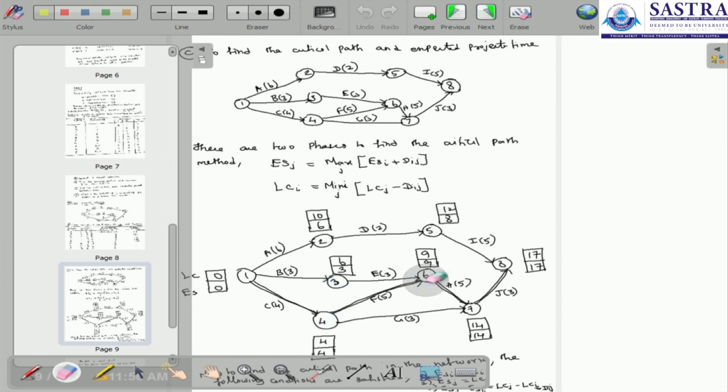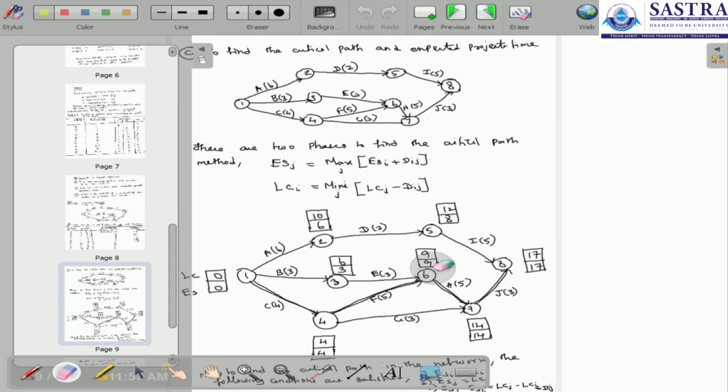There are two options here, so we can choose any one. We can just find the maximum of these two options. Here it is 3 plus 3, which is equal to 6, and here it is 4 plus 5, which is equal to 9. So we choose the maximum, which is 9. Therefore 9 is the early start time for the 6th node.